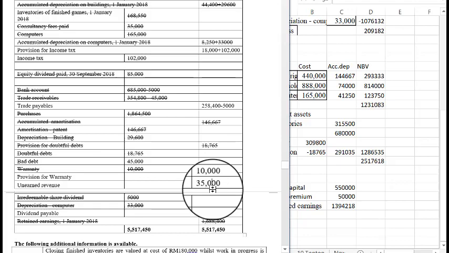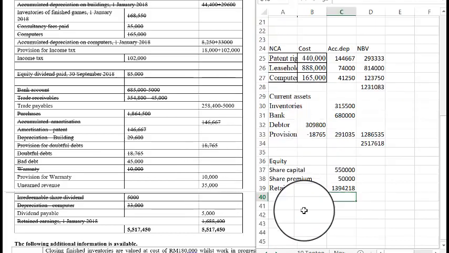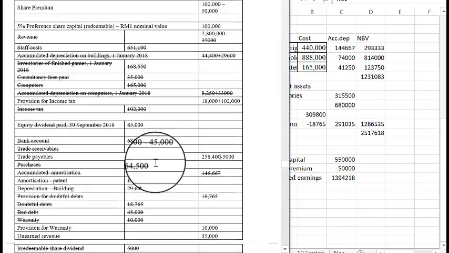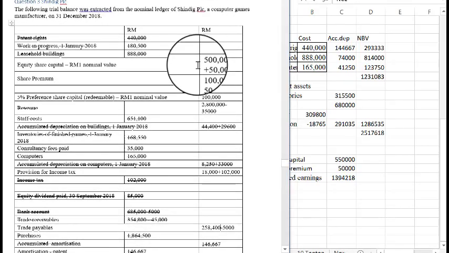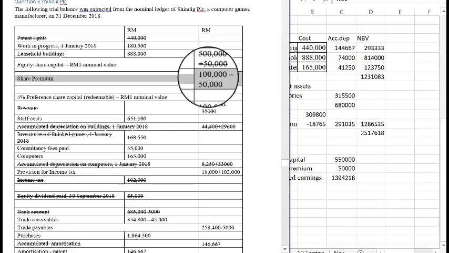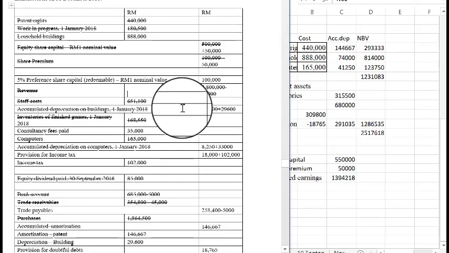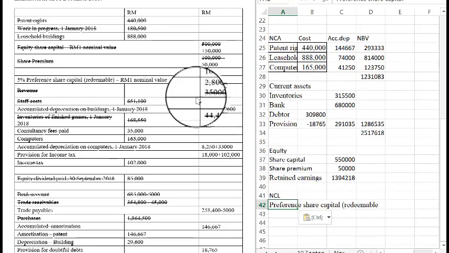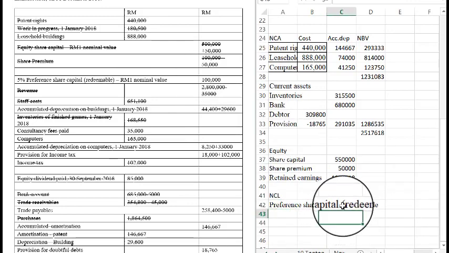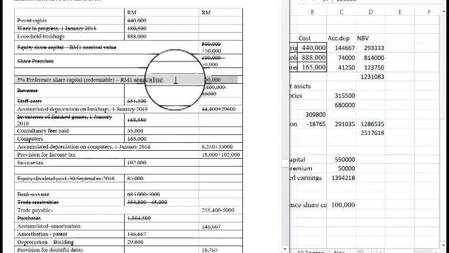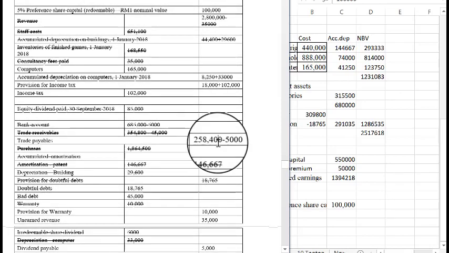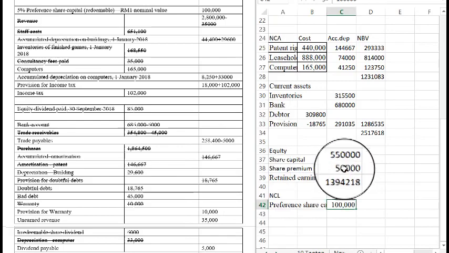Then next, okay, we have non-current liability. Non-current liability, that means that's your loan. This one's done. This is done. And now the non-current liability will become this redeemable preference shares. So your redeemable preference share is actually your non-current liability. So put in here 100,000. Okay, so this one's all done. No figure is missing out here, except 1, 2, 3, 4, 5. Okay.